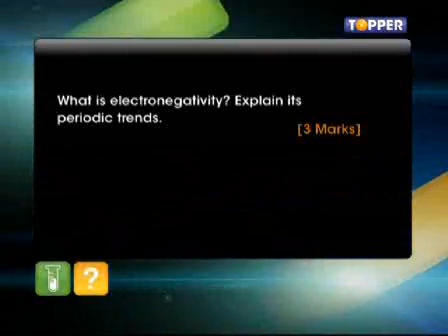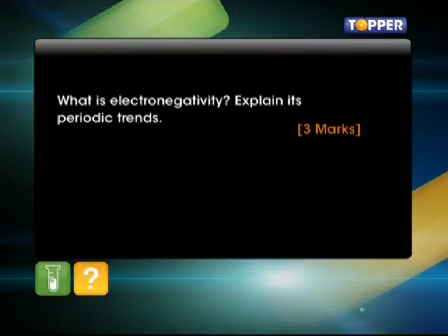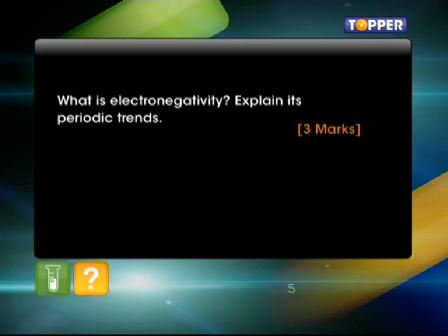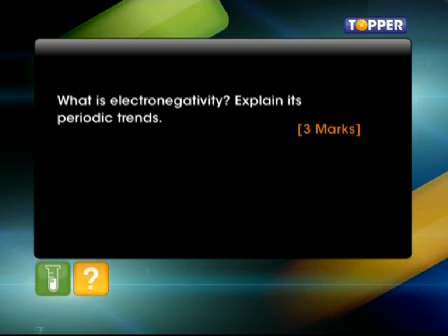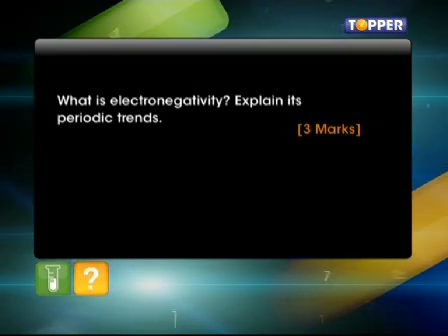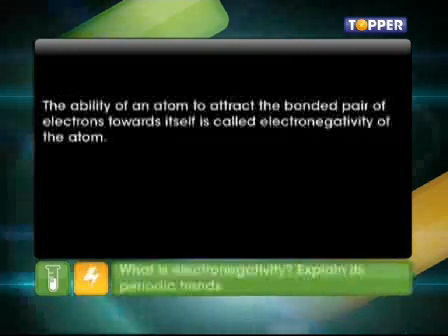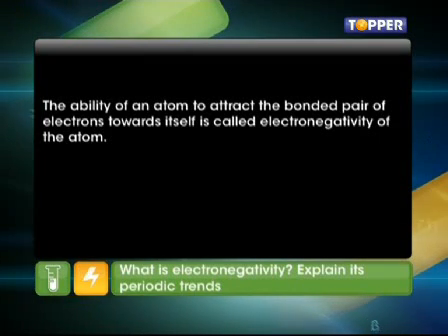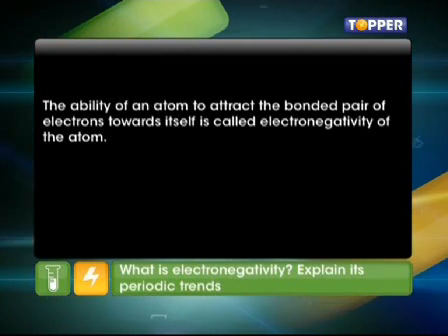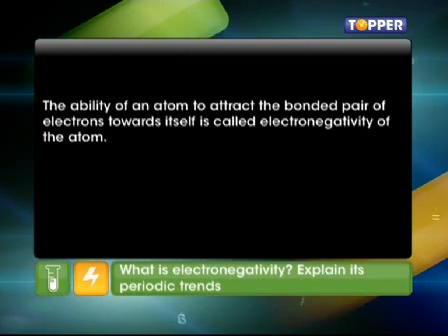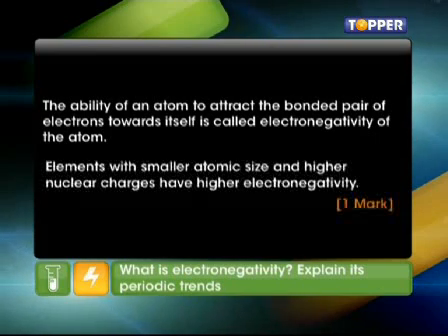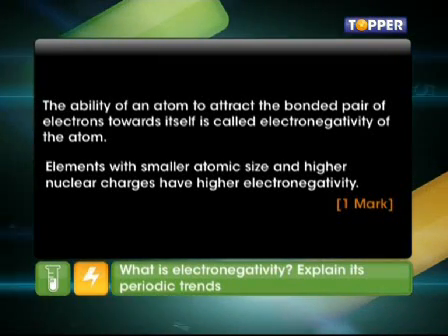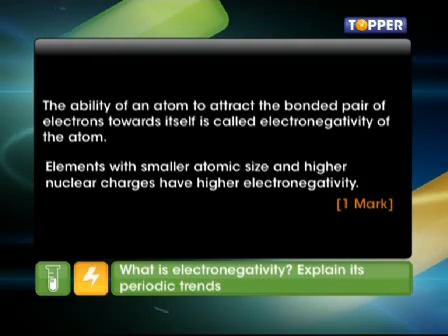Here is a typical question for 3 marks from this chapter. What is electronegativity? Explain its periodic trends. This answer has 3 parts for 1 mark each. First is the definition of electronegativity, which is the ability of an atom to attract the bonded pair of electrons towards itself. Elements with smaller atomic size and higher nuclear charges have higher electronegativity.